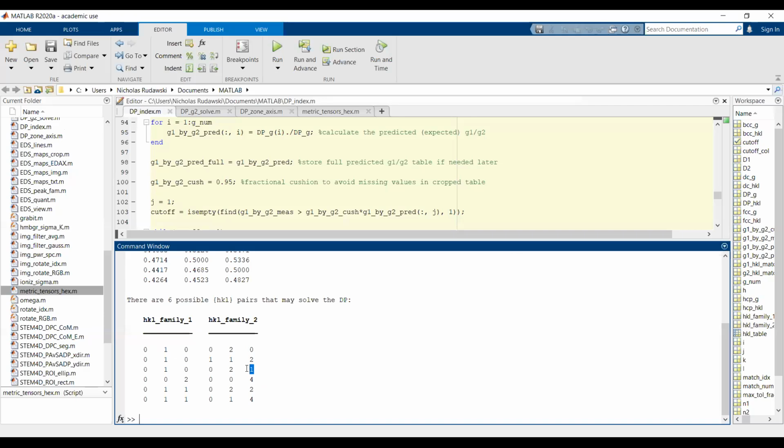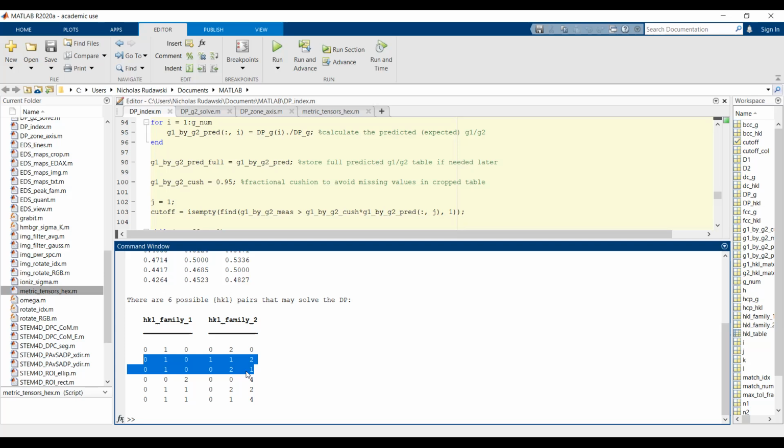Okay, so we're left with 2 possible answers here. Okay, so we're left with 0, 1, 0 and 1, 1, 2 and 0, 1, 0 and 0, 2, 1. Okay.